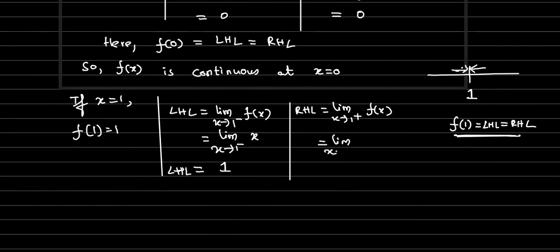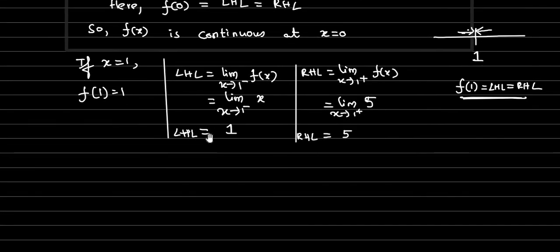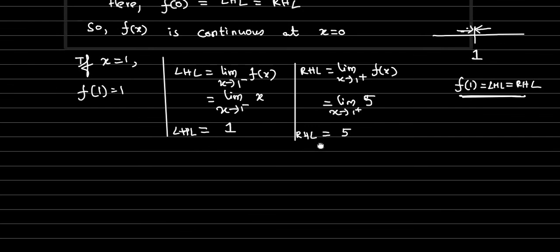Limit as x approaches 1 of f of x, what function will it take? 5. So 5 is a constant function, and while applying the limit, if it is a constant, the same constant is the result. So the right hand side limit is 5.